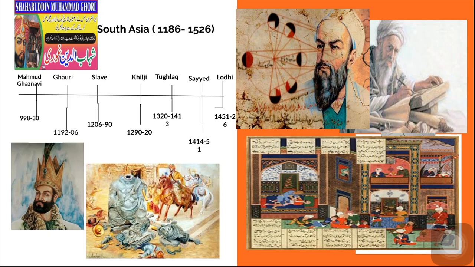Over 100 years after the death of Sultan Mahmud and the breakup of his empire, Ghazni was captured in 1173 by Shahabuddin Muhammad Ghauri from the state of Ghaur in Afghanistan. The Ghauri Turks were also of Central Asian nomadic background, and Muhammad Ghauri became the ruler of the Ghauri Dynasty.